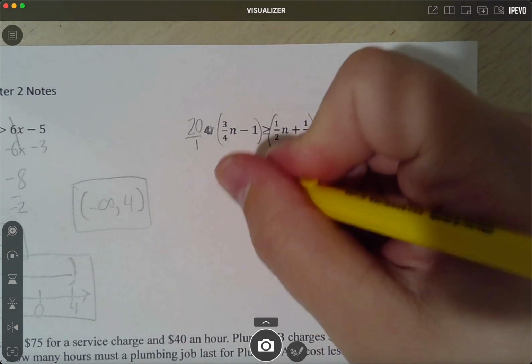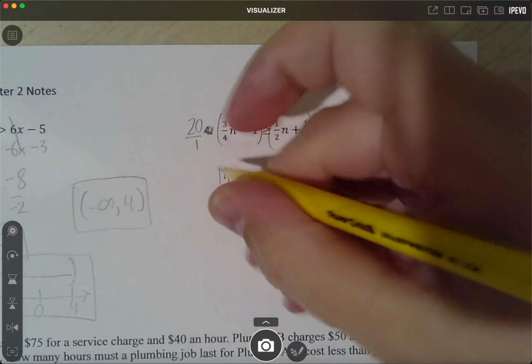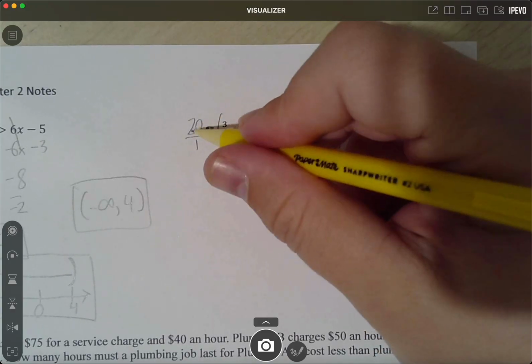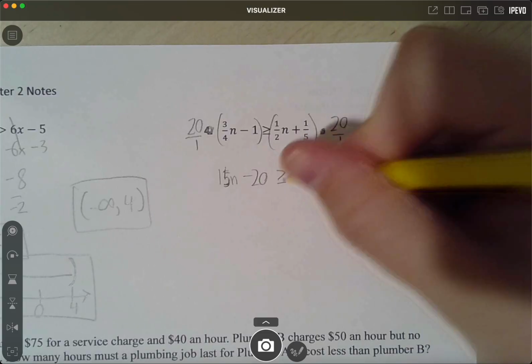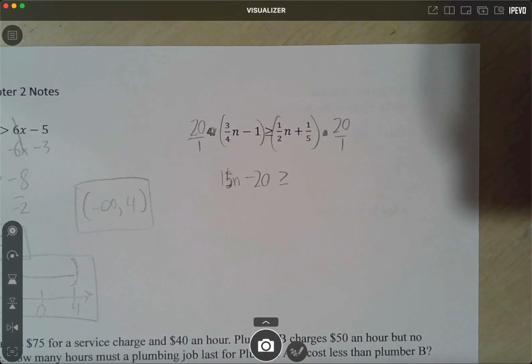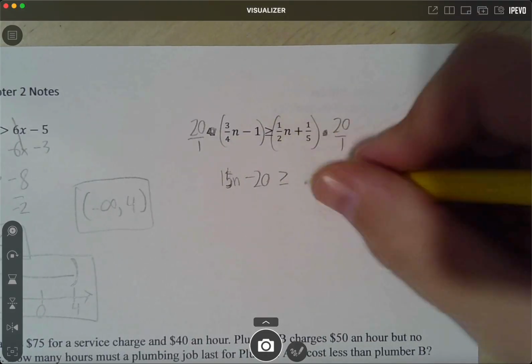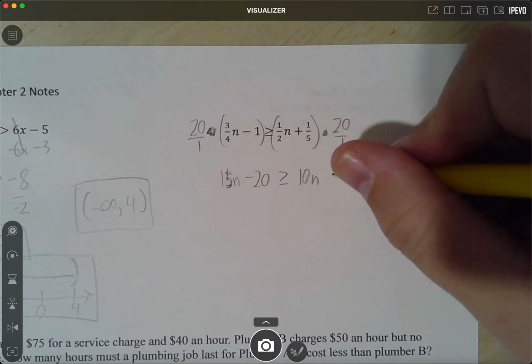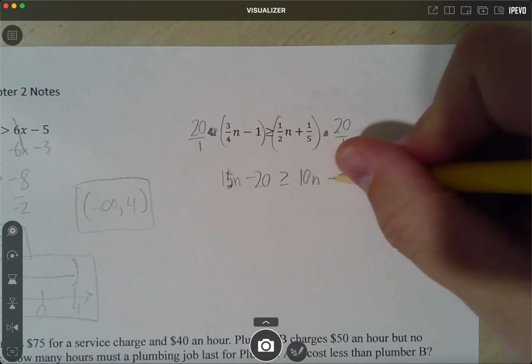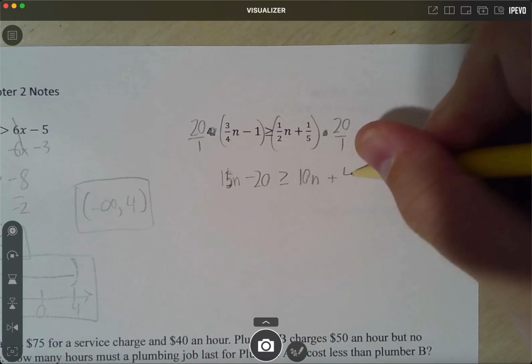That's a 15. Let's make it look like a 15. All right, up next, 20 times -1. Well, that's just -20. Inequality stays the same because I haven't divided by a negative yet. 20 times a half is just 10. And then 20 times 1/5 is, again, if you notice it, it reduces to 4.